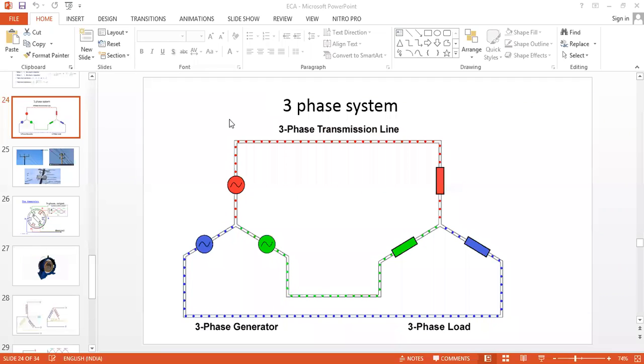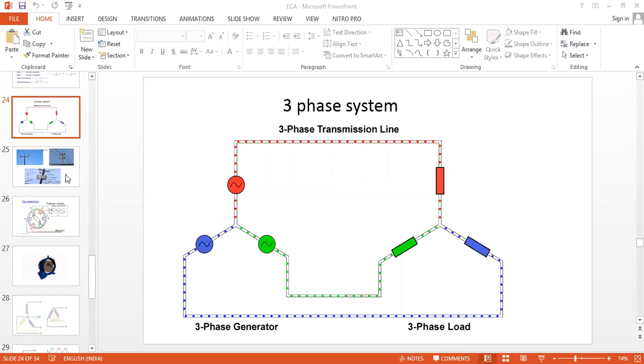A three-phase system can be drawn in the shape of a star or delta. So what is a three-phase system? It contains three different voltages which are displaced by an angle of 120 degrees. Which element will generate the three-phase energy? The synchronous generator, which we have studied. This is the basic introduction here.